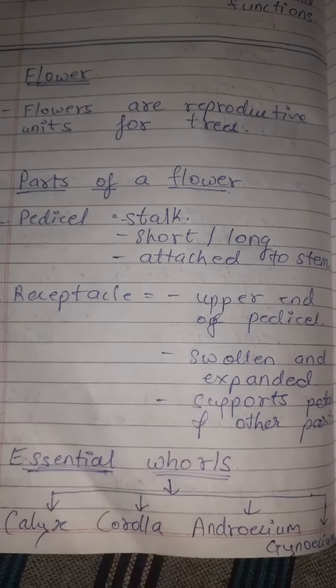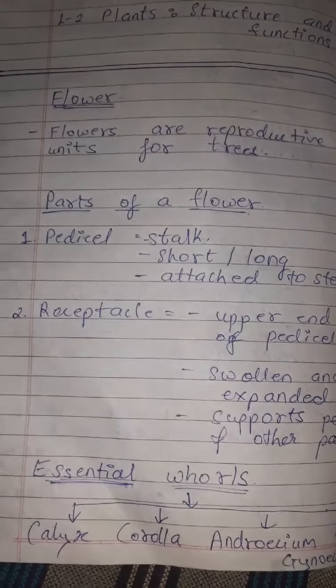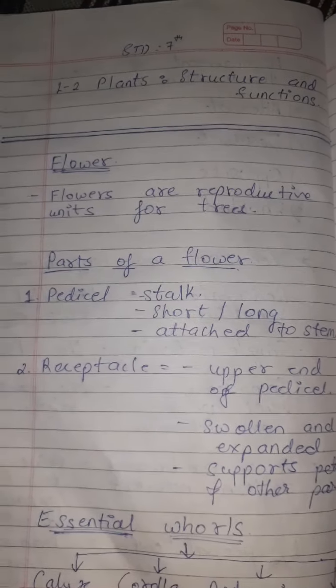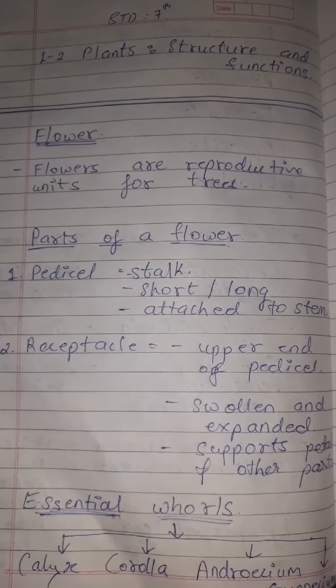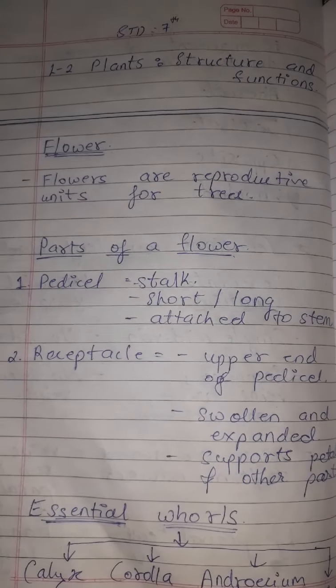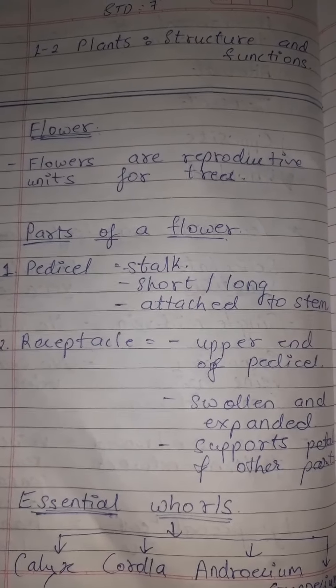Next topic from lesson number 2, plant structure and function, is flower. We have seen the structure and the details of leaves so far. Now the next subtopic is we are going to study the flower. Flowers are basically produced by flowering plants or trees.